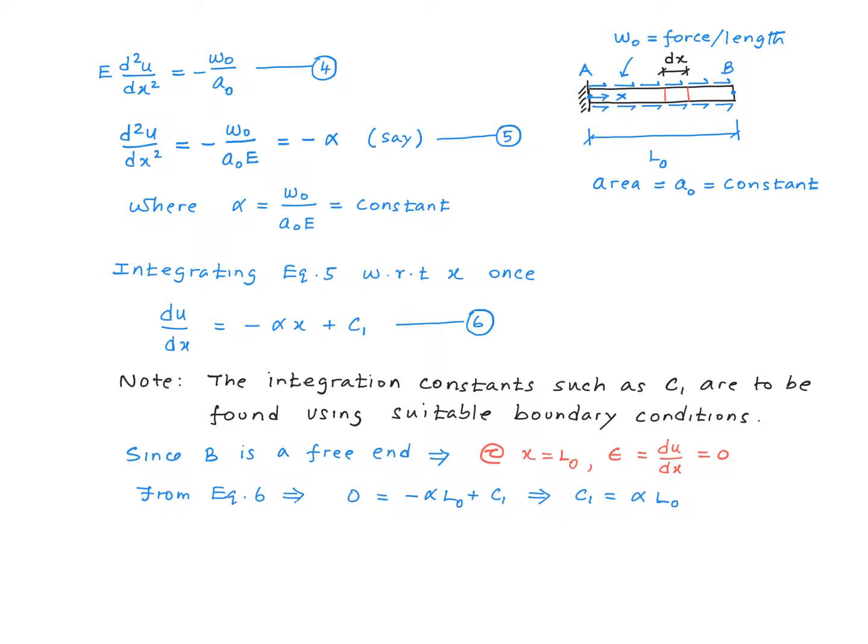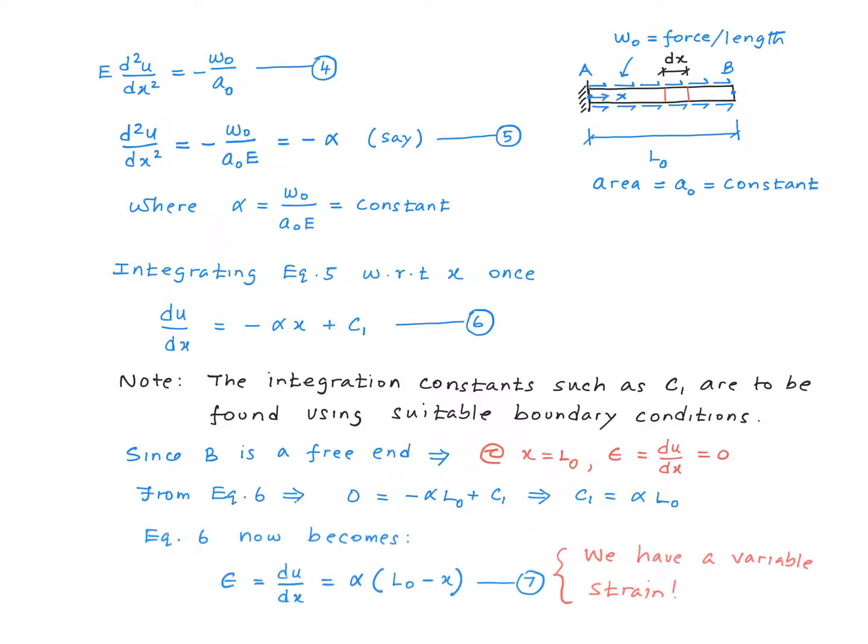Now substituting these in equation 6, this is what we get. We have 0 on the left side because du over dx is 0. On the right side, we have minus alpha times L naught because x is L naught plus C1, right? So that it leads to this expression for C1. C1 is alpha multiplied by L naught. Now putting this expression for C1 in equation 6, we have this, right?